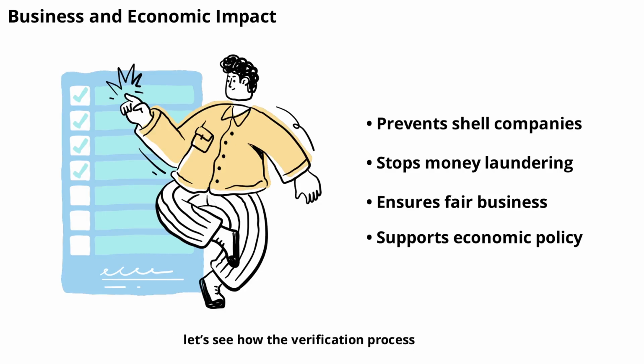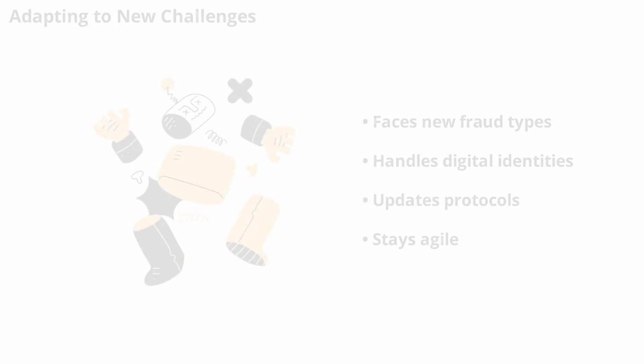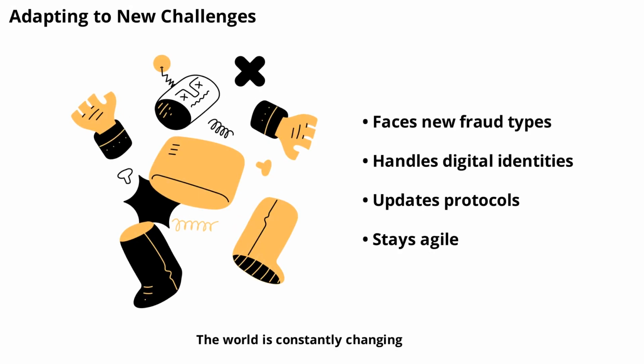Now, let's see how the verification process adapts to new challenges and technologies. The world is constantly changing, and so are the challenges facing government verification. New types of fraud, digital identities, and remote applications require updated protocols and technologies. Government offices must stay agile, regularly reviewing and improving their verification processes. This includes adopting new tools, updating staff training, and collaborating with other agencies.